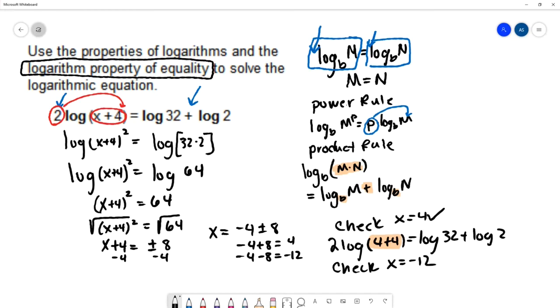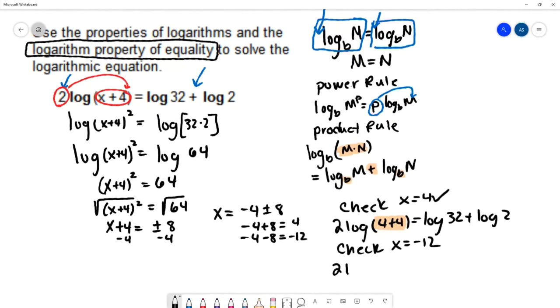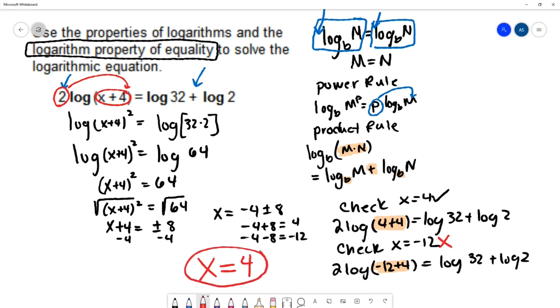Let's check x equals negative 12. That would give 2 log base 10 of negative 12 plus 4 equals log of 32 plus log of 2. And you can see here, negative 12 plus 4 will be negative 8, and the log of a negative is undefined. So we're going to have to throw that solution away. So the only solution to this logarithmic equation is 4. X equals 4 is the solution.